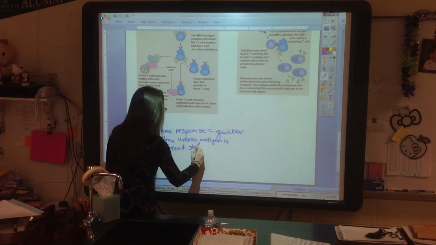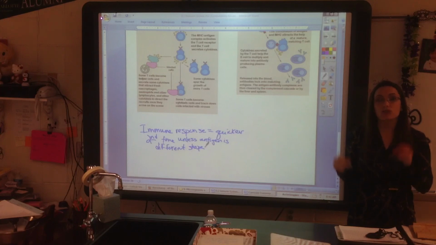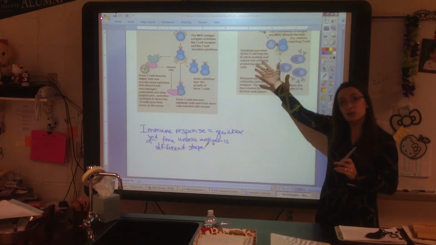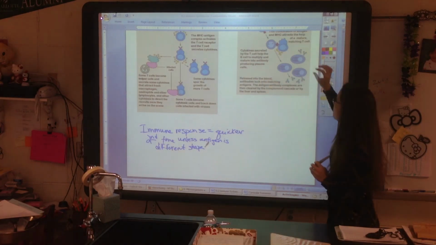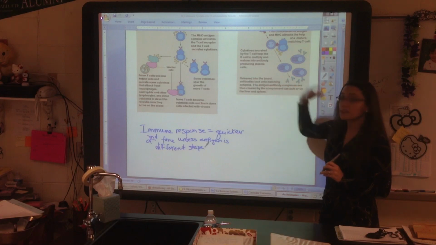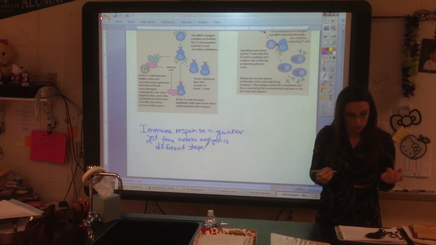So the advantage of your specific immune system is that you are able to recognize what something is that invaded you and how to attack it and how to get rid of it, specifically through these tags, antibodies. And as long as that's what you're being invaded by, you can attack it quicker and you usually don't get sick.